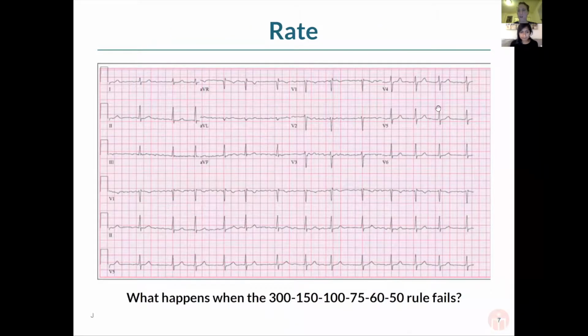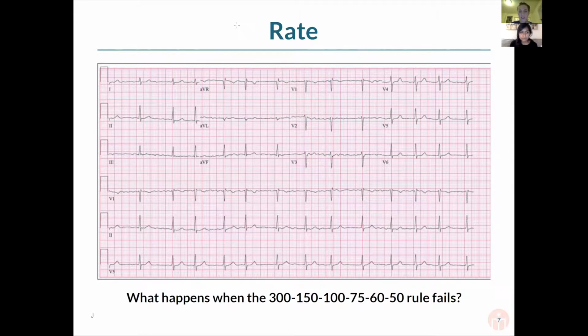Okay, so let's start and talk a little bit about rate. That's the first step that we had said is very important to interpret on an EKG. If you glance at this EKG and start looking through it, you might notice that something seems a little bit odd. Generally speaking, when the rhythm of an EKG is normal, you'll notice that the RR intervals are evenly spaced, tracking all the way throughout.